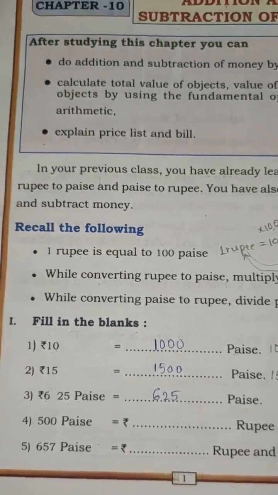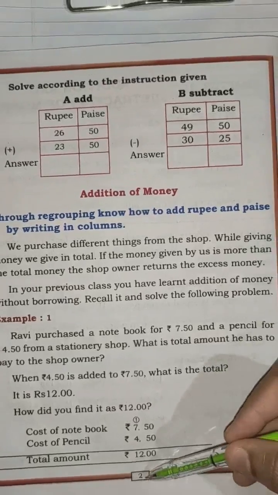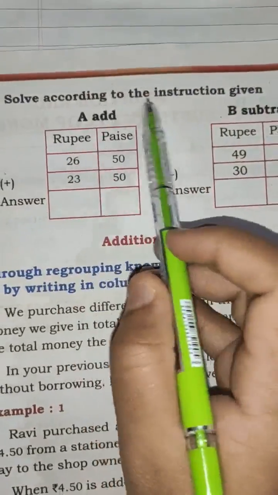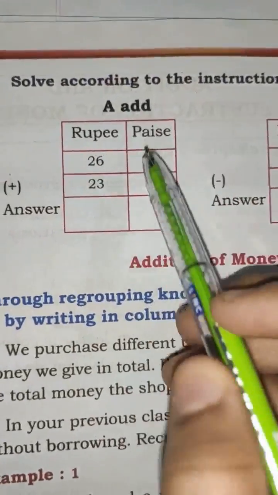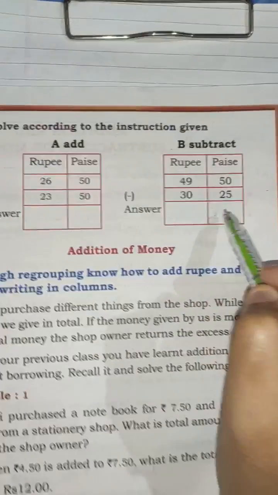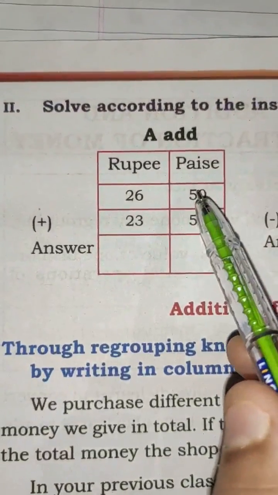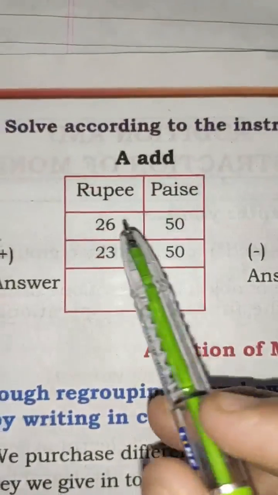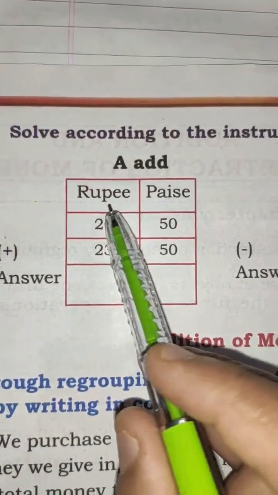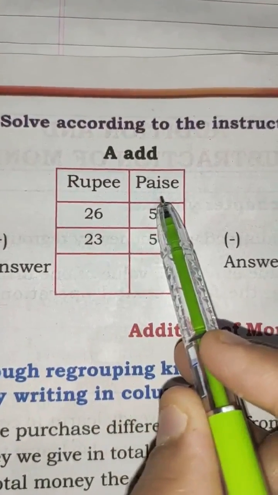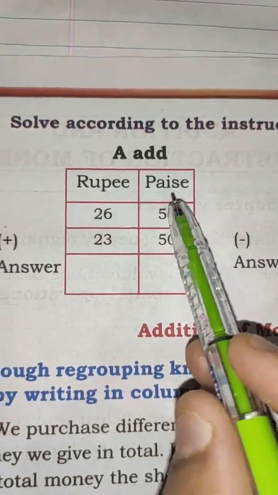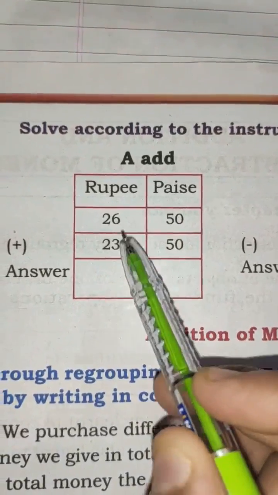Okay. Children, come to page number 2. Here, solve according to the instructions given. Here we have to add this one. Here we have to subtract. Okay. First, let us do this one. So children, can you see here we are having 2 columns. One is rupee column, another is paise column. First, write the rupee in rupee column.